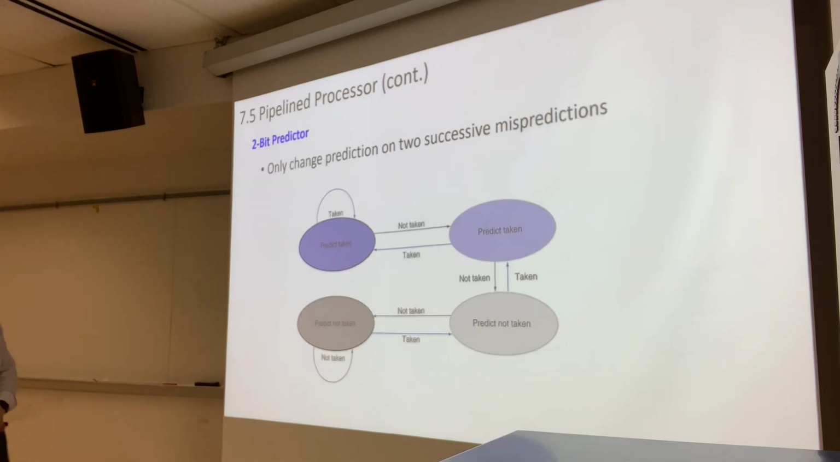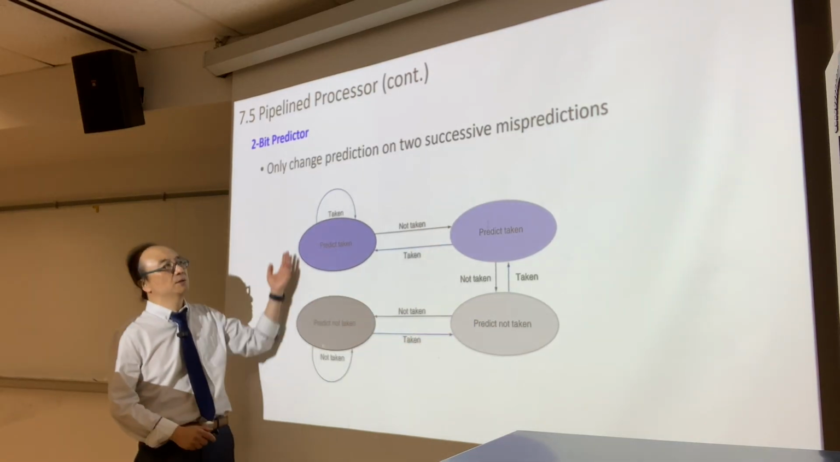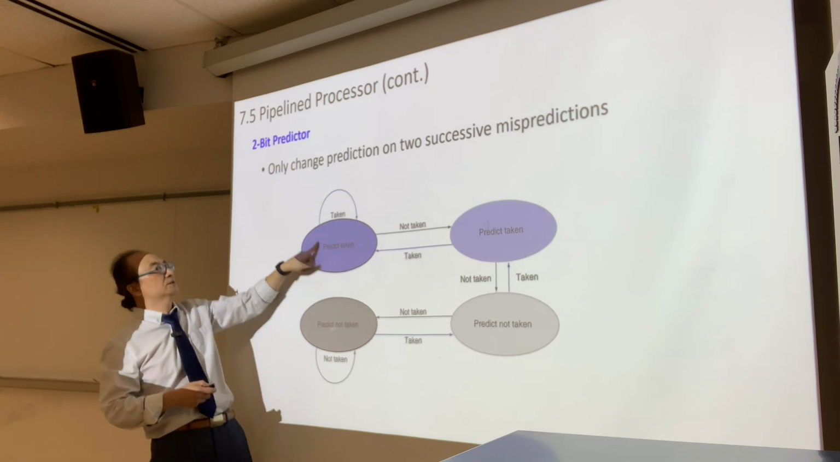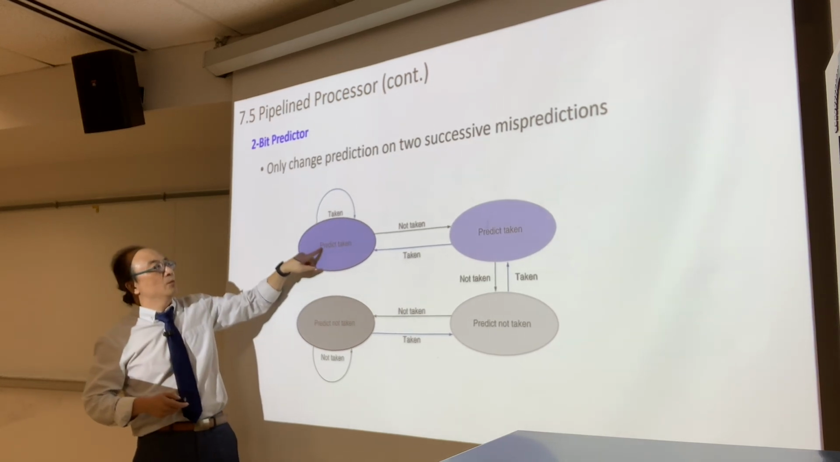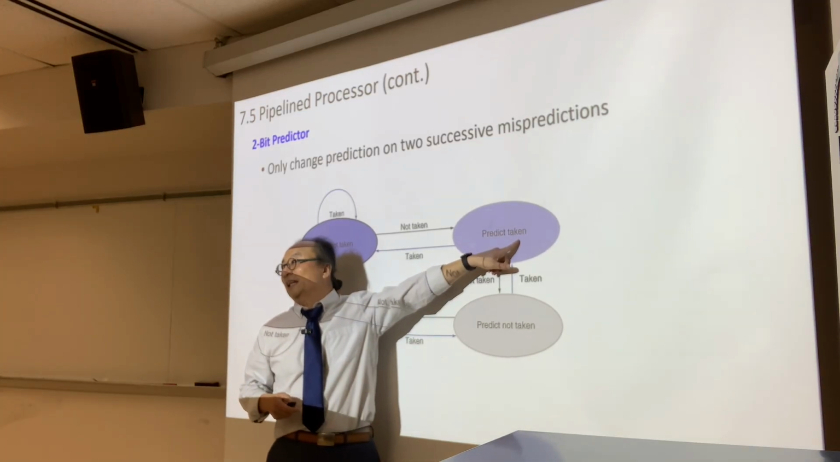Now, the 2-bit predictor. The flow chart of the 2-bit predictor is something like this. If I predict taken and it is taken, then I'm going to stay here. However, if I predict taken but it is not taken, I'm going to predict taken again.